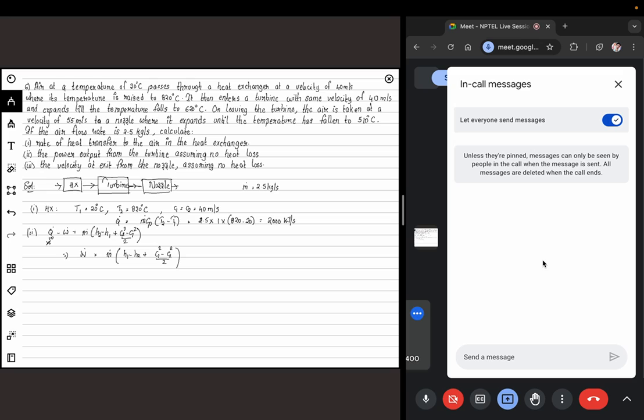And it says that it then enters a turbine with the same velocity of 40 meters per second and expands till the temperature falls to 620 Celsius. So the final temperature is 620 Celsius, initial temperature is 820 Celsius. So H in case of air is Cp T, so m dot is 2.5 times Cp is 1 kilojoule per kilogram times delta T. So T1 is 820, it falls to 620. On leaving, the air is taken at a velocity of 55 meters per second. So the exit velocity is 55 meters per second, and the inlet velocity is 40 meters per second. This 1000 is just for conversion of units.